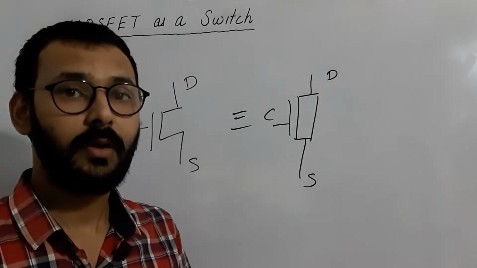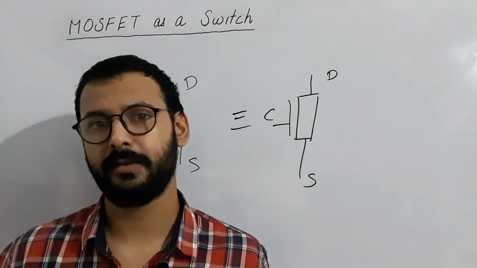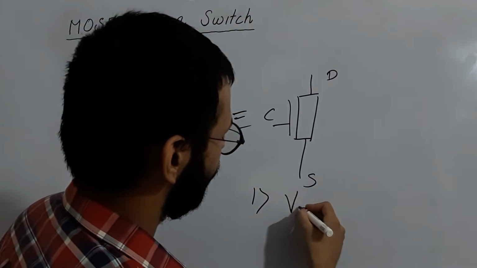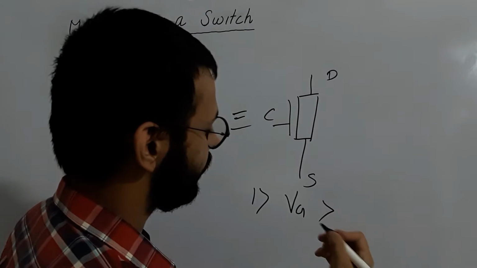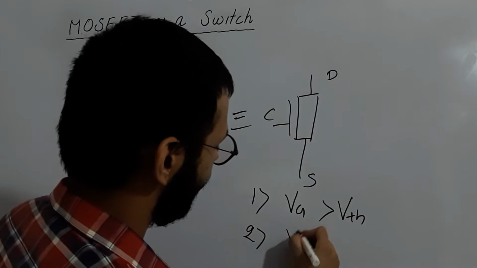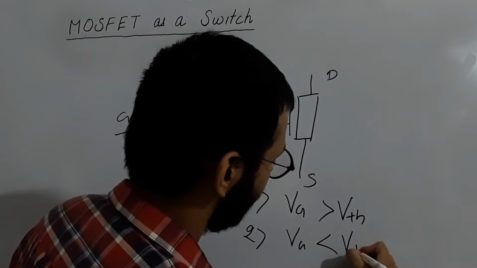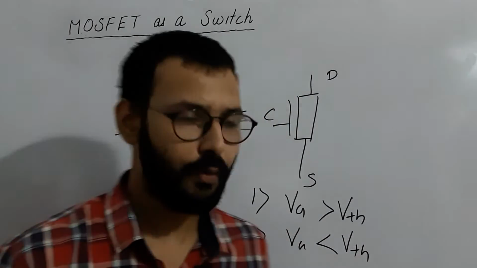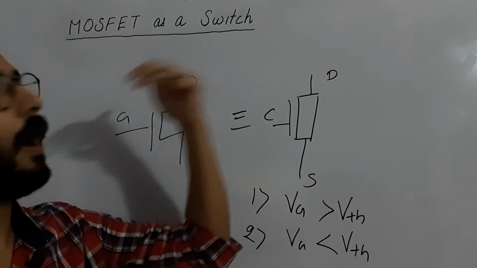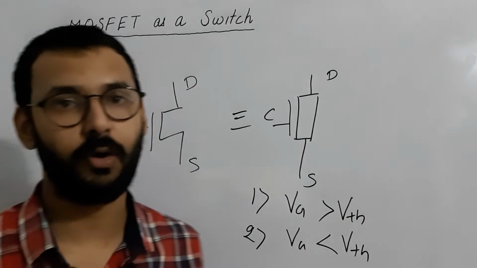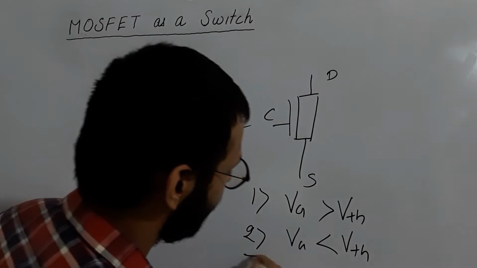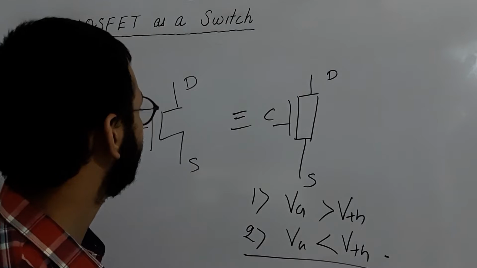Now, to understand the working, we have to consider two cases. The first case, gate voltage must be greater than VTH, and the second, gate voltage less than VTH. So we have only two points. Based on these two points, we will find out how MOSFET works as a switch. Let's start with the second one that I have written.